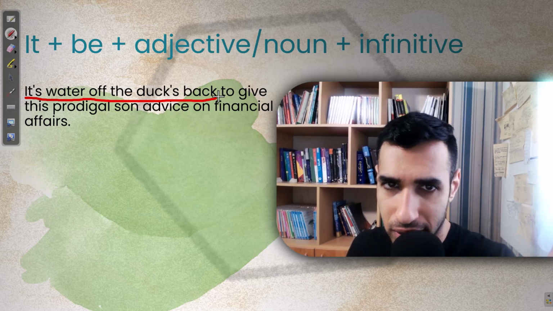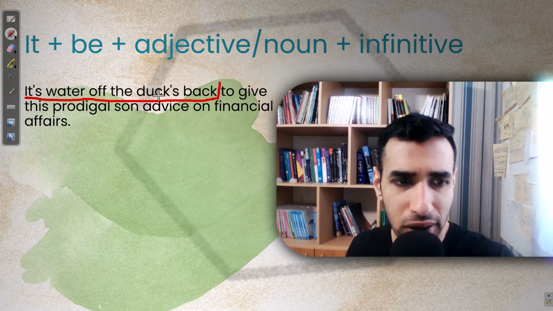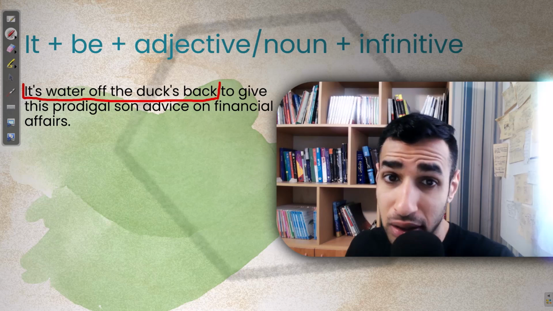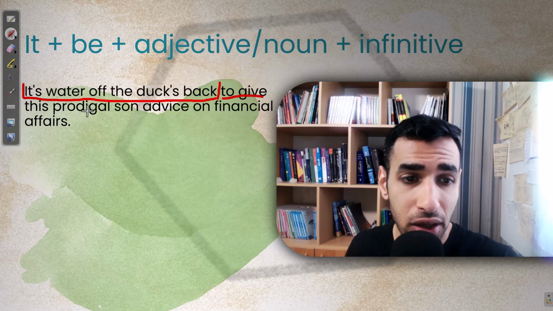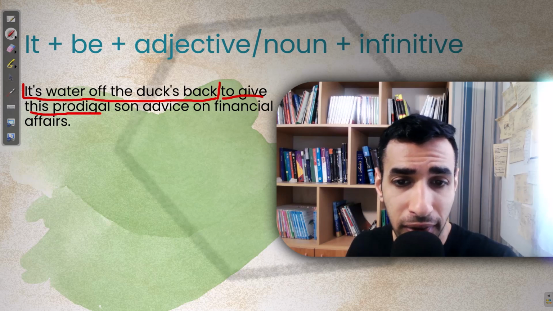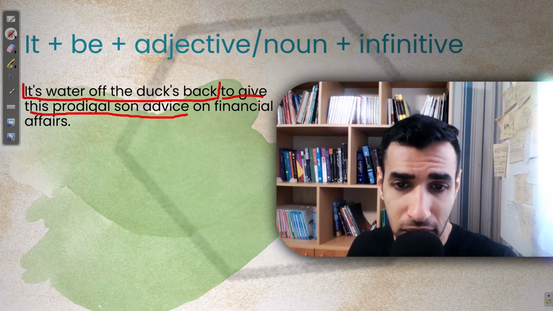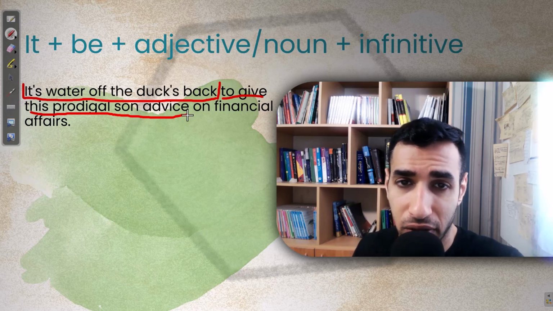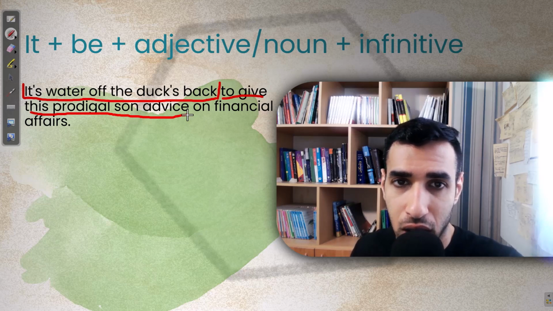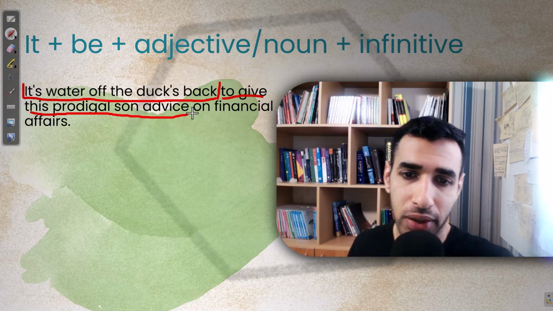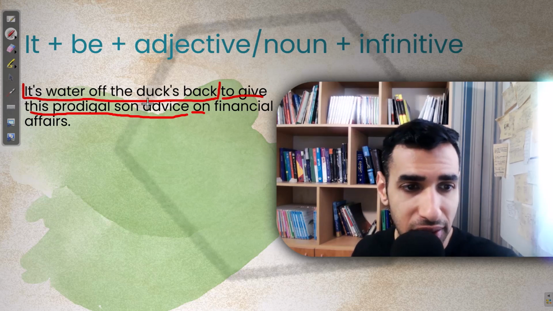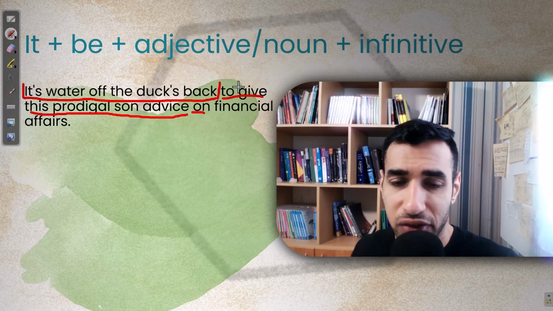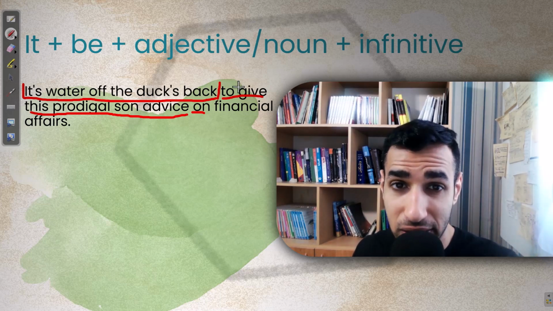Here, this clause is our independent clause. And then to give this prodigal son advice is our infinitive phrase. On financial affairs is a prepositional phrase acting as a complement to the infinitive phrase. This is a phrase because it doesn't have any subject.